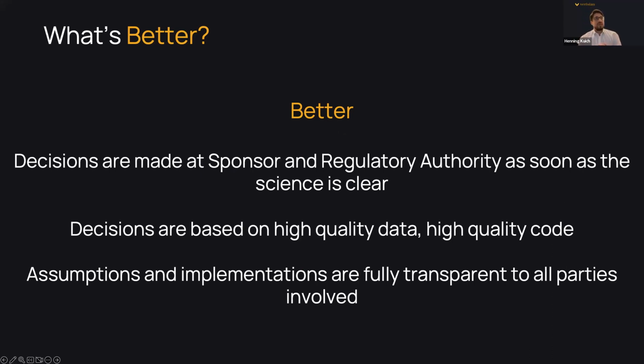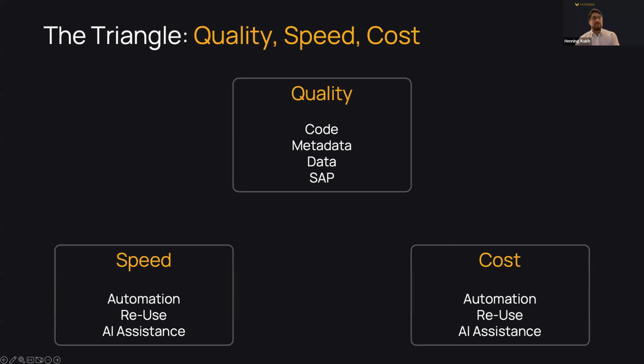But before we talk about that in a little bit more detail, we want to specify what better really means. In this case, what we mean by better is that the decisions are made at sponsor and regulatory authorities as soon as the science is clear. We want the decisions to be based on high quality data and high quality code. And we want it to be clear that the assumptions and implementations are fully transparent to all parties involved in making this judgment. And so that brings us basically to this triangle I was just mentioning. And you can only attack all three components of this triangle if you really do something fundamentally different, because otherwise, if you stay in the same paradigm of working, then you can only change two of these.